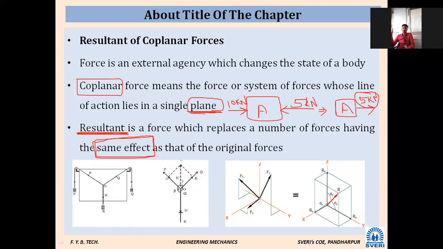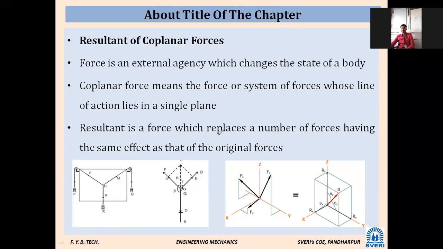Otherwise, not. Okay, resultant. Which word have I told, or which thing is opposite to resultant? It is not on the screen. Let us see your knowledge. Resolution. Resolution, very good. Those who remembered, it's a good thing. So resultant means representation of a number of forces, or converting a number of forces into a single force. And what is resolution? A single force converted into a number of forces.